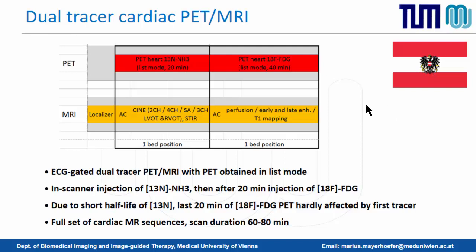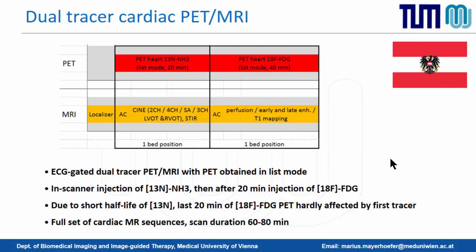So I'll just talk briefly about cardiac imaging and generally dual tracer imaging, because we also do that in Vienna. Munich does not do dual tracer imaging. So for cardiac imaging, for instance, we would inject 2 different tracers after another. First, the ammonium for the perfusion information, and then FDG for viability information. So the ammonium is injected when the patient is already on the table, already in the scanner. And then after 20 minutes, we would inject FDG.